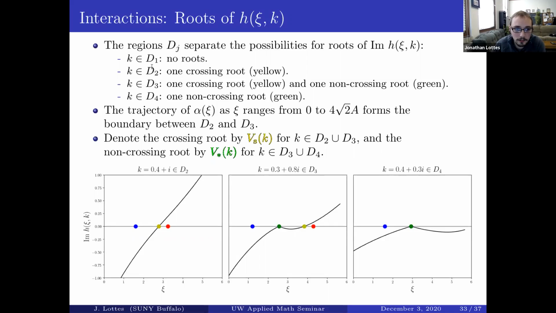And just to clarify, the separation between D2 and D3 is traced by the trajectory of alpha as c goes from 0 to the velocity of the wedge. And so we can now denote Vs of k as the value of this crossing root if I'm in D2 or D3. And V star is going to be the value of the non-crossing root if I'm in D3 and D4.